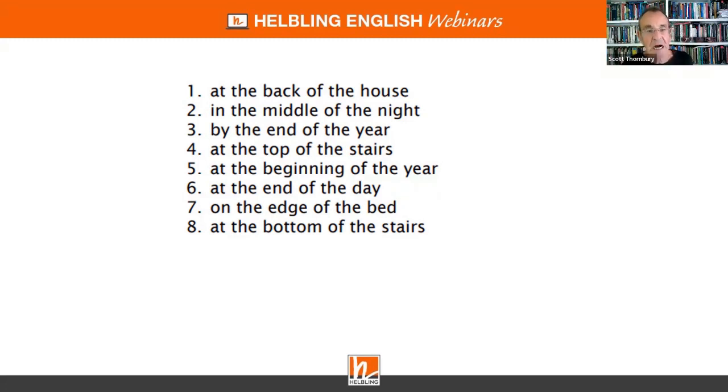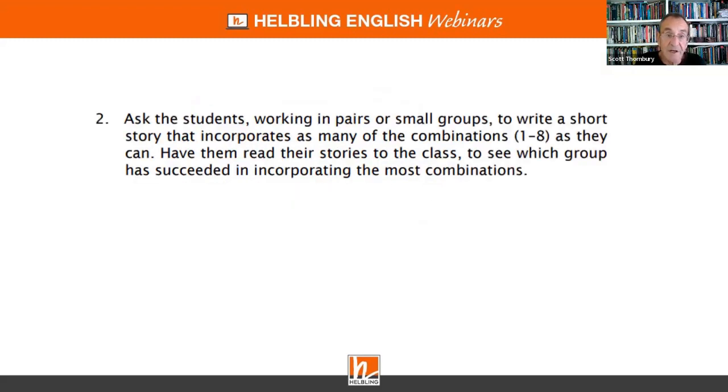Notice that there's a kind of cultural thing going on here. This is British English, where houses have staircases, some houses, so hence the preoccupation with stairs. But notice at the end of the day is incredibly common. That is such a fixed expression in English. Okay, so now we've established what are the most common. So what are we going to do with them?